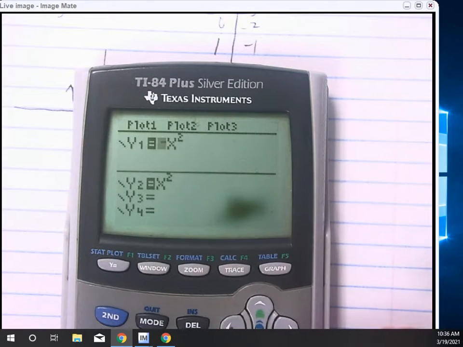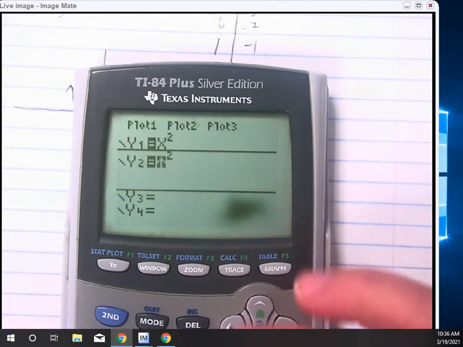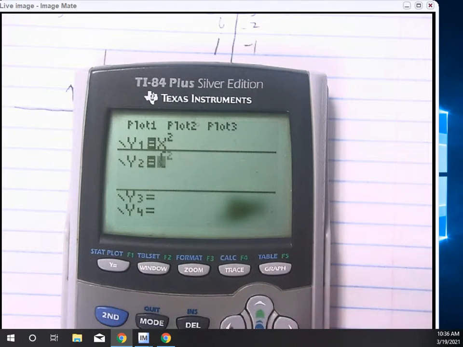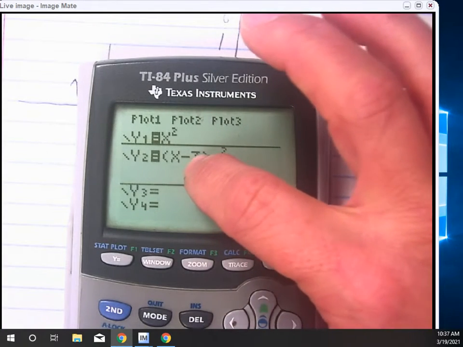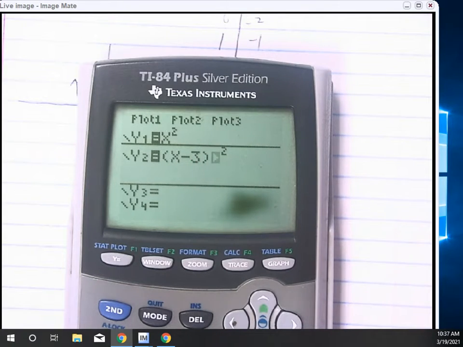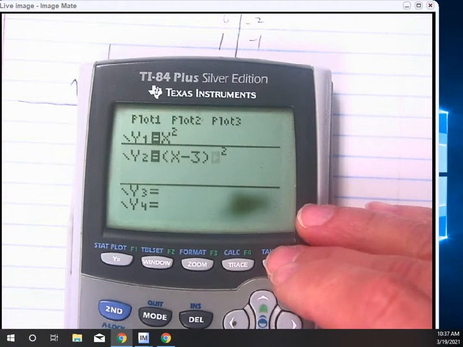All right, so let me get rid of this one. And, whoops. If I'm going to add x minus 3 inside of the parentheses, who can remember how this inside the function affects the parent parabola? It makes it go right or left. Does minus 3 make it go right or left?